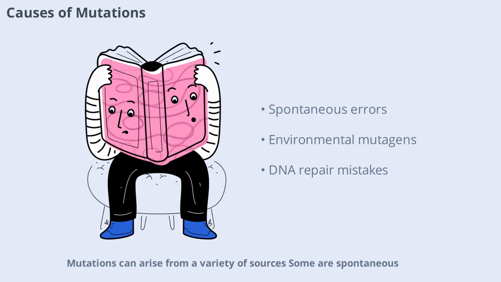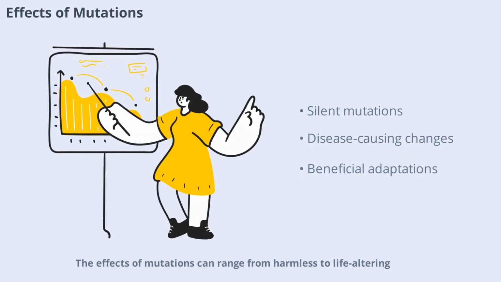Mutations can arise from a variety of sources. Some are spontaneous, occurring naturally as cells divide and DNA is copied. Others are induced by environmental factors such as ultraviolet light radiation or chemicals that damage DNA. Even errors during DNA repair processes can introduce mutations. The likelihood of mutations increases with exposure to mutagens, which are agents that cause genetic changes. By understanding the causes, researchers can better assess risks and develop strategies to prevent harmful mutations, especially those linked to diseases like cancer.